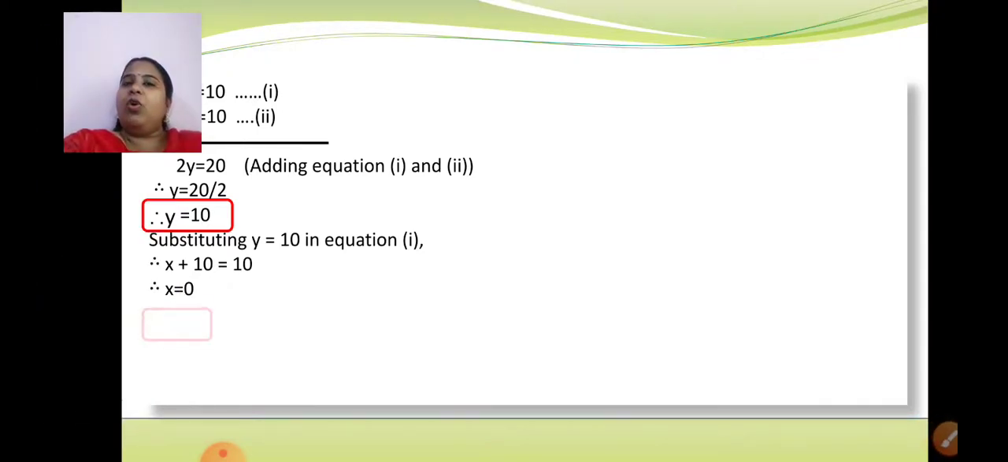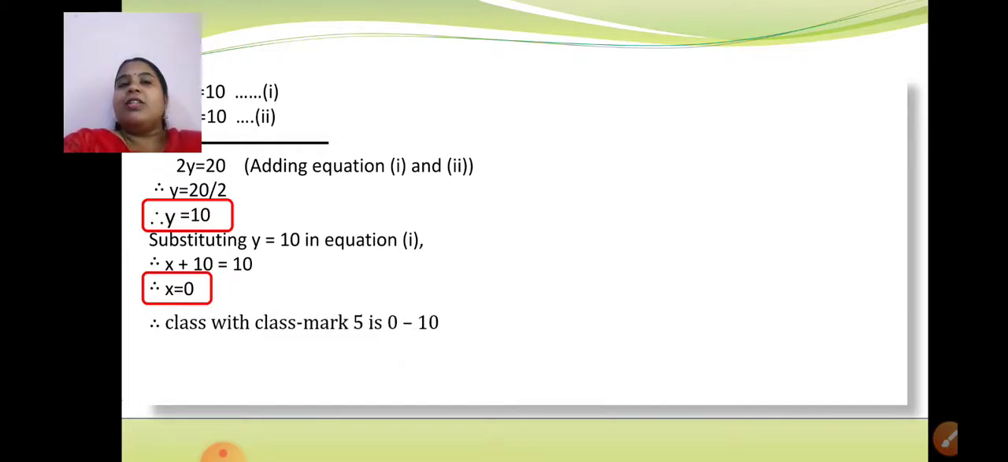Now x is 0, y is 10. Can you tell me the class? Yes, 0 to 10. Why? Because x was lower limit, y was upper limit. Okay, so class with class mark 5. All this was done for the first class mark, that is 5. So what is that class? It is 0 to 10.